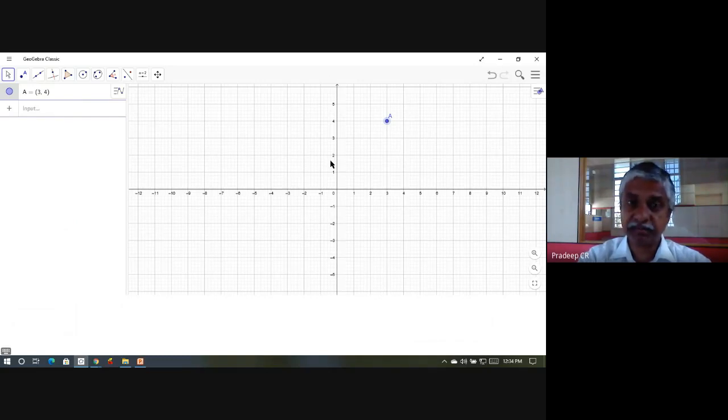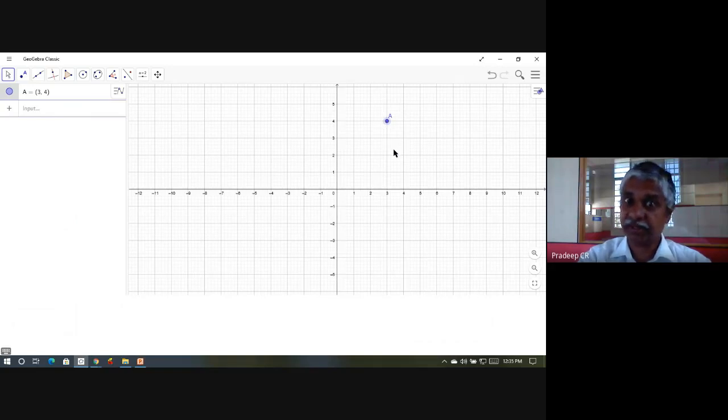Take a minute to understand this. X coordinate means distance of A from y axis. You see, y axis is here, and its distance of A from y axis is exactly 3. Understand that this shortest path is distance from this y axis to the point A, that is its x coordinate. That is what we write as x coordinate, and distance from x axis is the y coordinate.